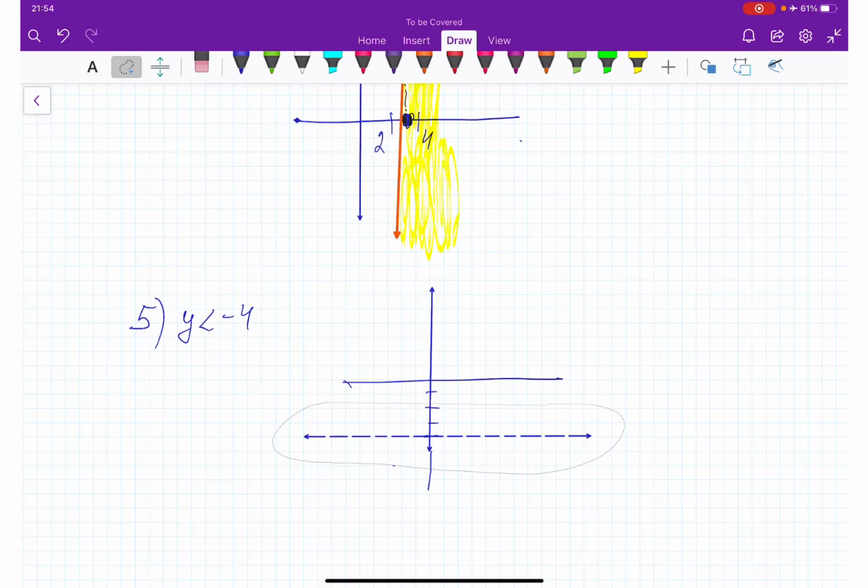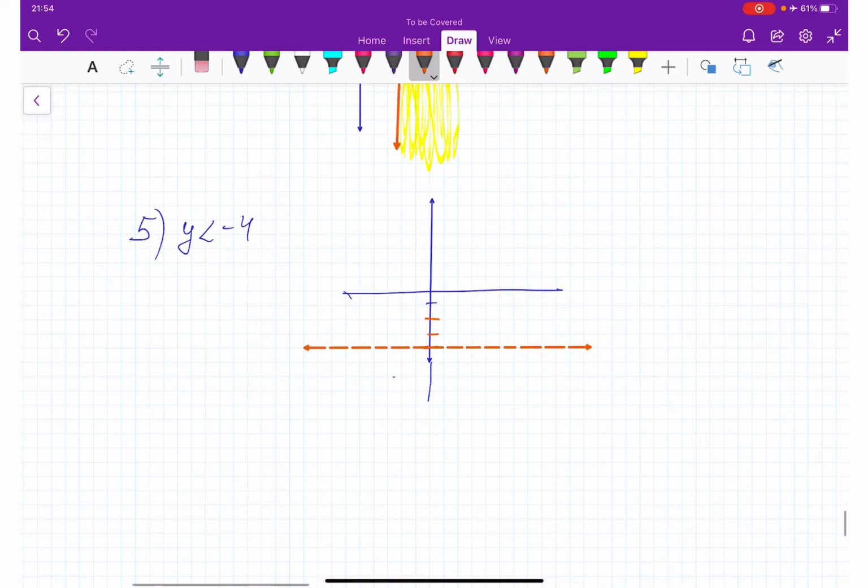And change the color of the function. That's going to be like that. Okay. And we have y is less than negative 4. Less than negative 4. So here we have less than.